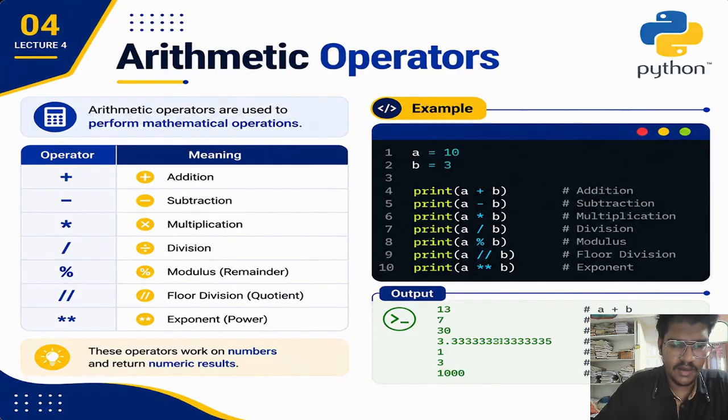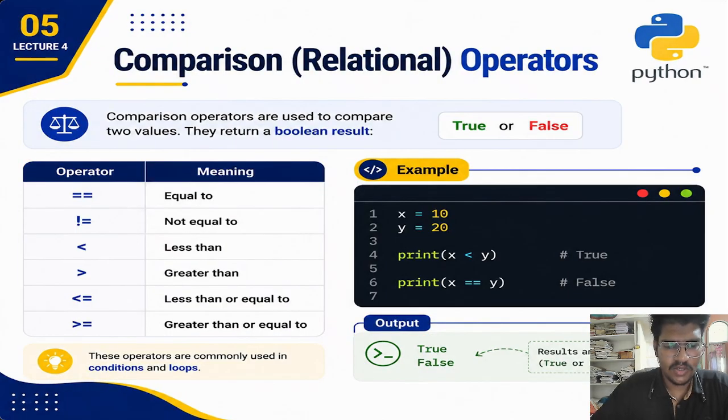Okay. Now let's move to the comparison operators, also known as the relational operators. These are used to compare two values. The result of a comparison is always a Boolean value, either true or false. Here are the comparison operators.